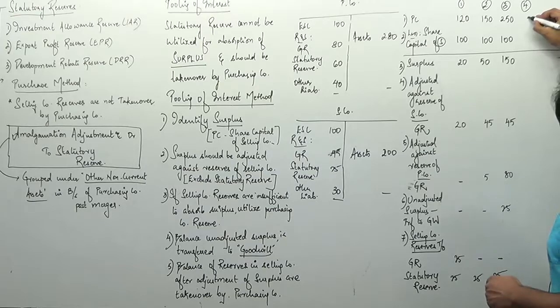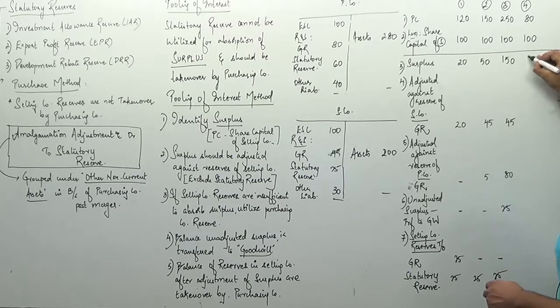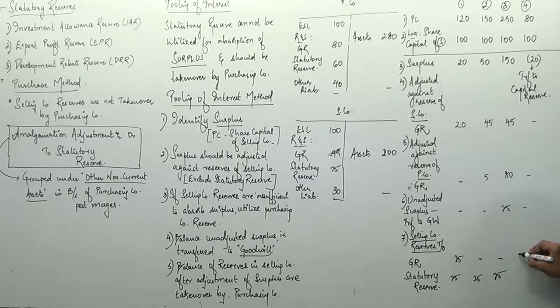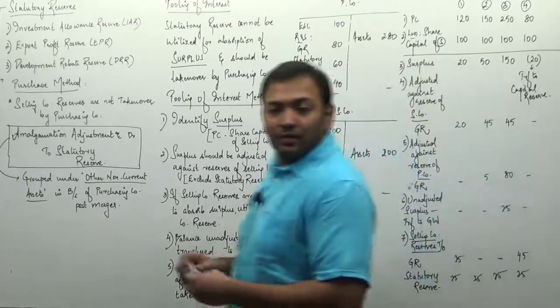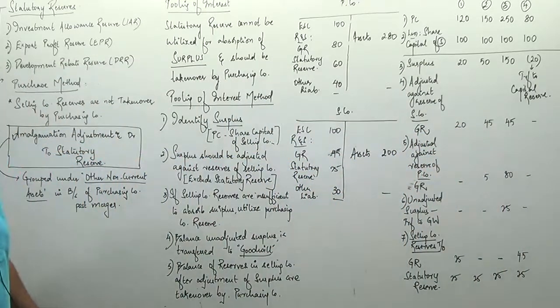Now let's see, why not there can be a situation where this is only 80 and this is 100? Possible. So what happens? My surplus is negative 20. Whenever I have a negative surplus, this negative surplus should be transferred to capital reserve. I don't have to use anything because there is no surplus at all. So what is the reserve of selling company taken over? Entire 45 general reserve, entire 25 statutory reserve can be taken over. This is how we adjust the surplus. We'll also check the entries. First take down this till here.